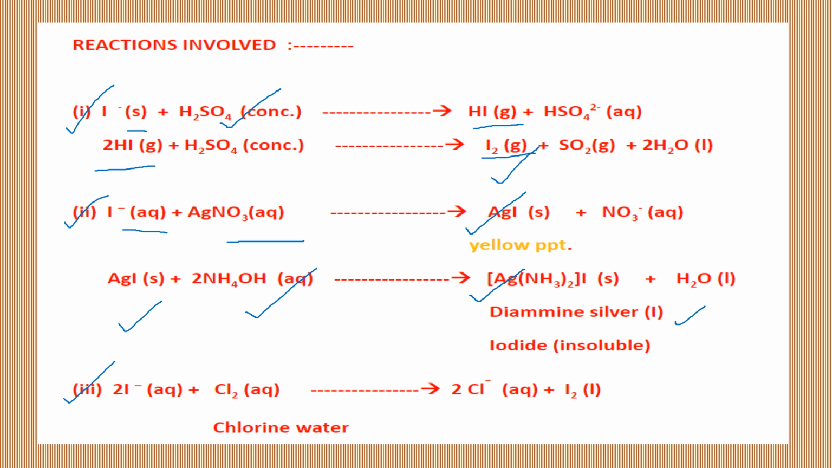Another test is the layer test. Like for bromide, here also iodide ion is replaced by Cl minus ion. So we get Cl minus in the aqueous solution and iodine is liberated, which is non-polar in nature. So it mixes with the non-polar layer and we get violet coloration in the carbon disulfide or carbon tetrachloride layer. So these two reactions, second and third, prove that there is iodide in the given salt. This completes the tests for iodide.